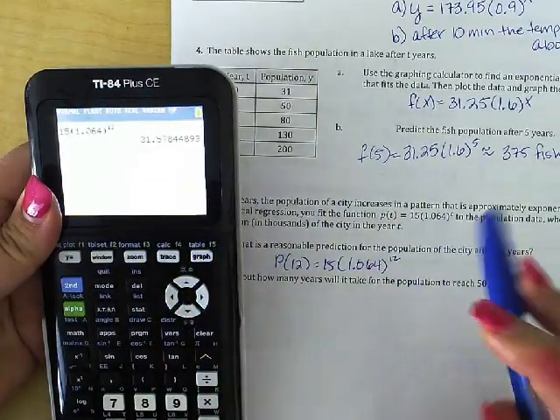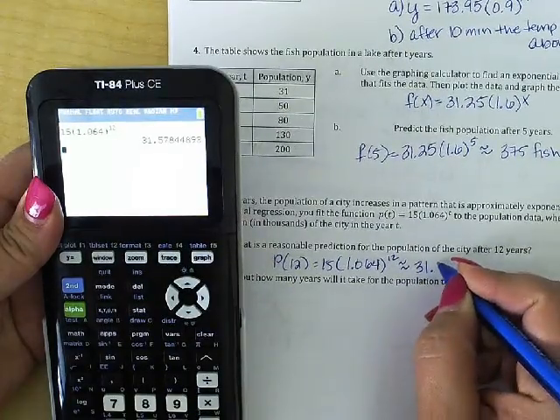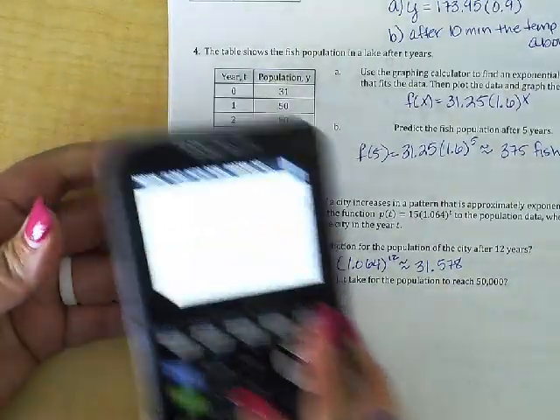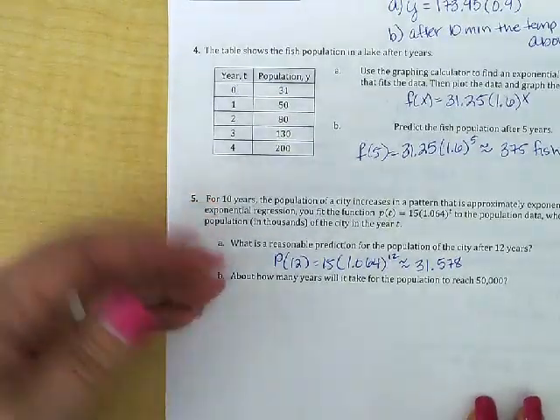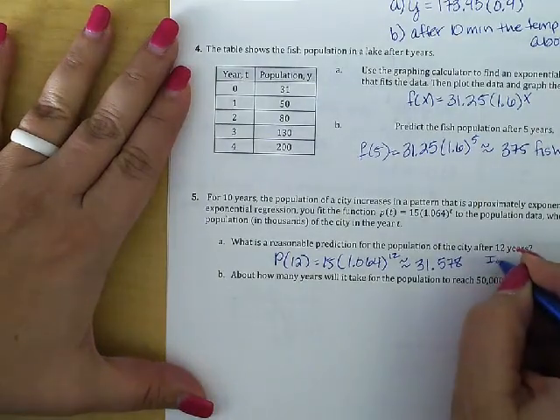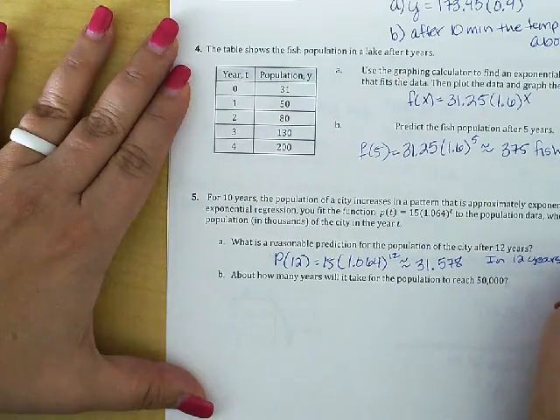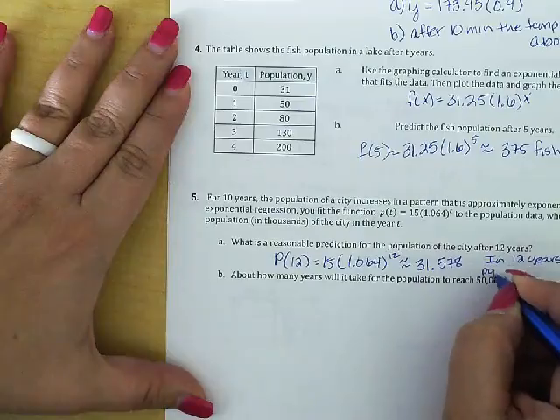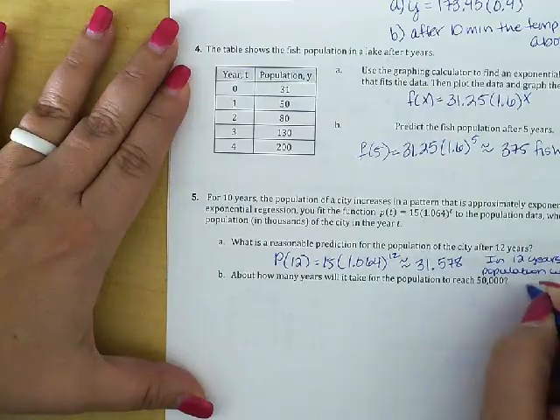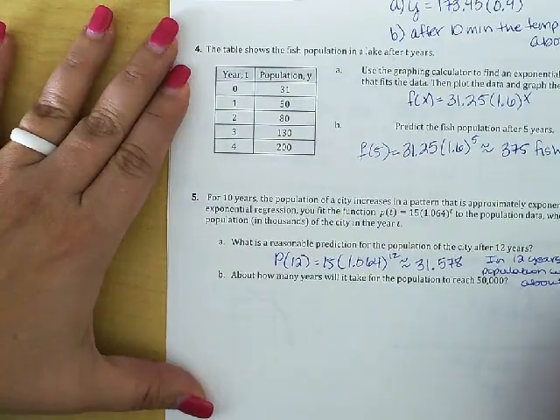And I get 31.57. But remember, this right here is approximately 31.578, but that really means in thousands. So when I interpret this answer, what that tells me is that in 12 years, a population will be about 31,578 people. So let's write that down. So in 12 years, if I write it down, you write it down. The population will be about 31,578 people.